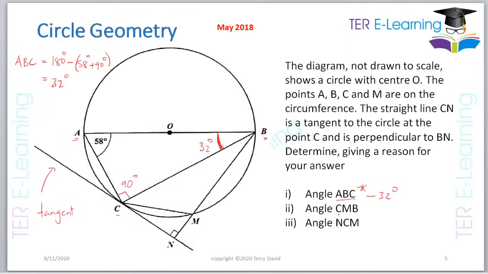Part 2, they want us to work out angle CMB. So CMB, that's what they want us to work out here, right? So we go to the diagram and try to find where CMB is. So this is C here, this is M, and this is B. So CMB is this angle here, right? Before I work this out, can somebody tell me what angle CMB is?